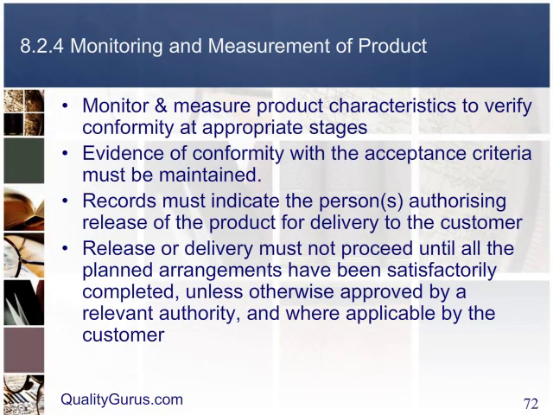In addition to monitoring the processes, as discussed in the previous slide, the organization shall also monitor and measure the products. It will be done to ensure that the product characteristics meet the requirements. This monitoring and measuring shall be done in a planned way. The organization shall keep the records of conformity of the product with the requirements. Records shall indicate the person or persons authorizing release of the product for delivery to the customer.